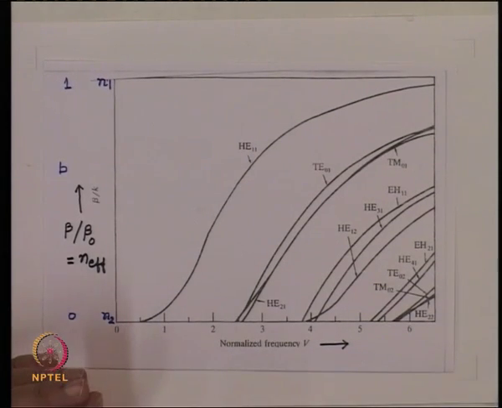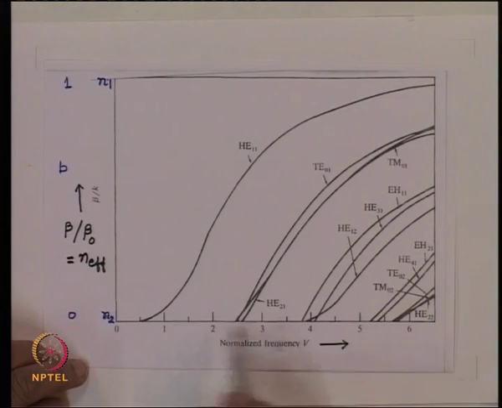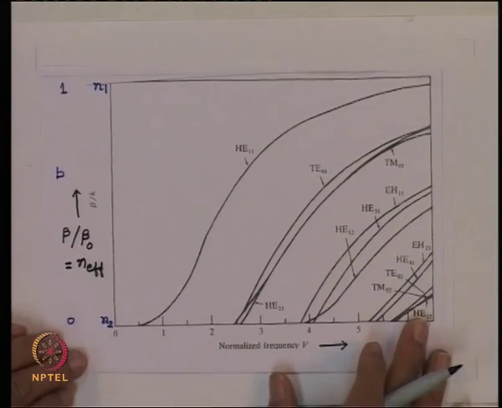So, first thing to note here is that this quantity V, which is proportional to frequency, there is only one mode which can propagate down to V equal to 0. Though the value is here very small, essentially this curve can extend up to 0. So, no matter how small the value of frequency is, this mode, HE11 mode, is the one which is always going to propagate on the optical fiber.